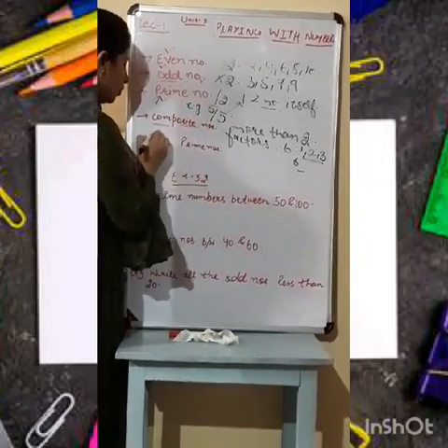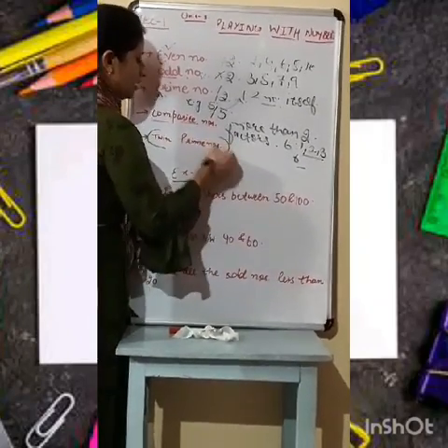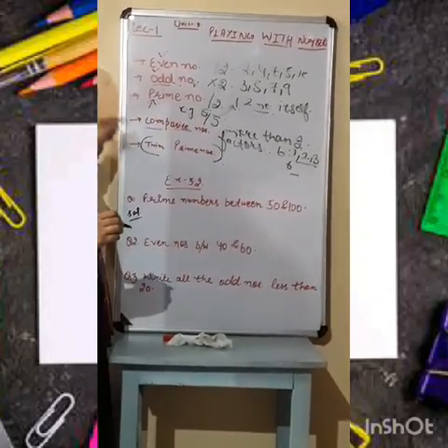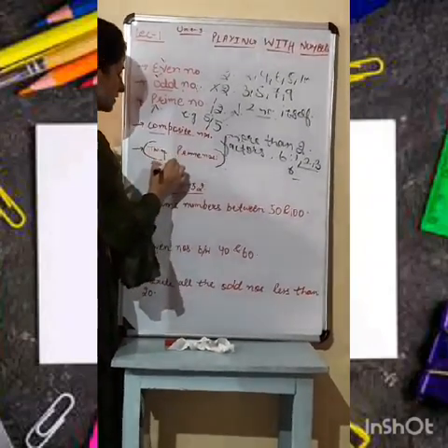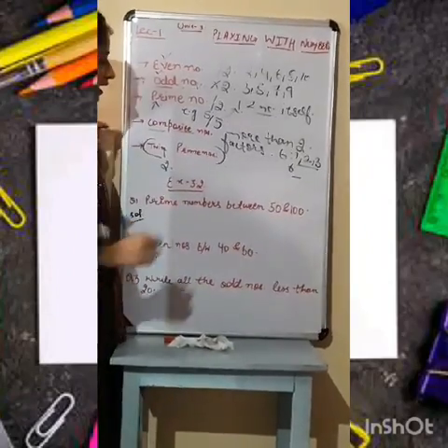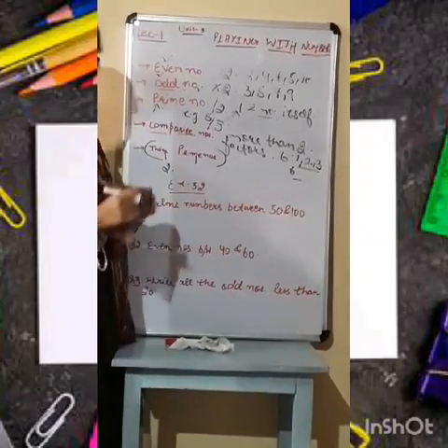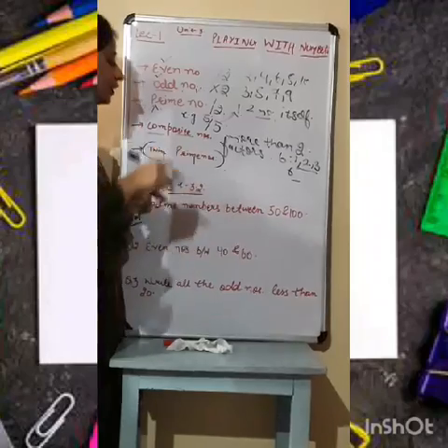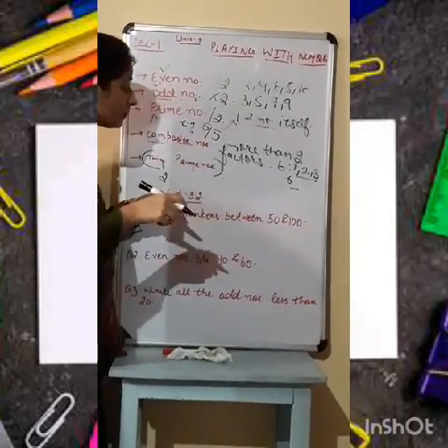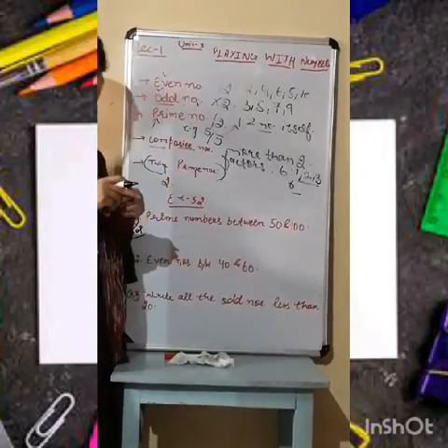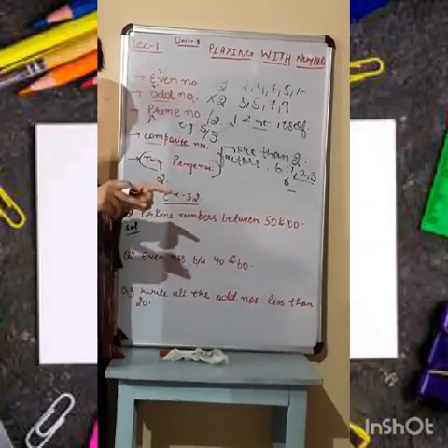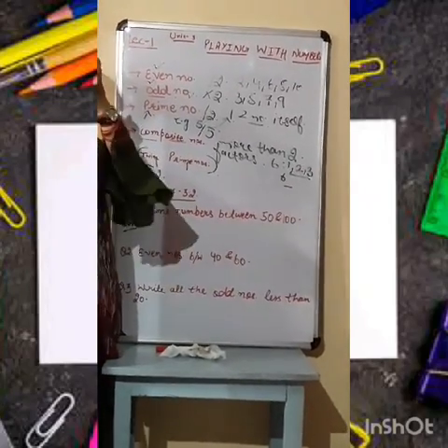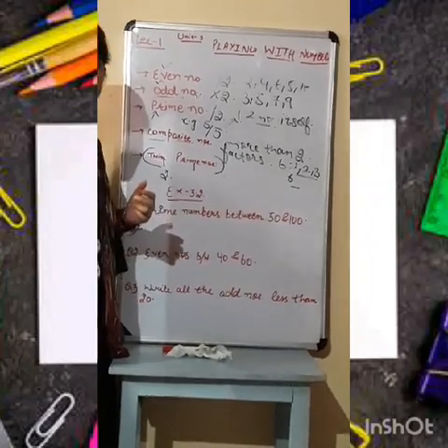Okay? The most important definition of your exercise 3.2 is twin prime numbers. What are twin prime numbers? Twin means 2. Okay? And prime, you all are aware what are prime numbers. Okay? Now what are twin prime numbers? Twin prime numbers are a pair of prime numbers. Okay? Twin prime numbers are a pair of prime numbers whose difference will be 2.